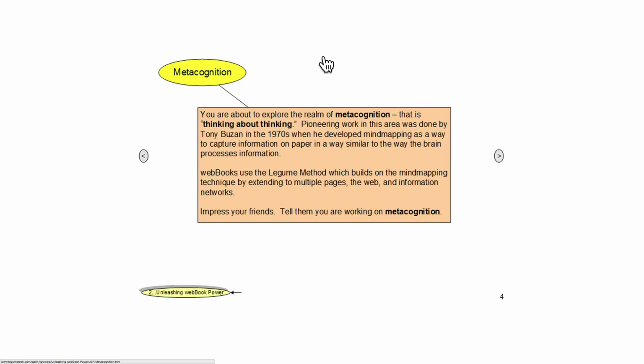Understanding webbook power involves exploring what is called metacognition. Cognition being thinking and meta being above thinking, so thinking about thinking. This pioneering work was done by Tony Buzan in the 70s, and the webbooks use the legume method, which builds on this mind mapping technique, and it extends it to multiple pages, the web, and information networks. So if you want to impress your friends, tell them you're working on metacognition.